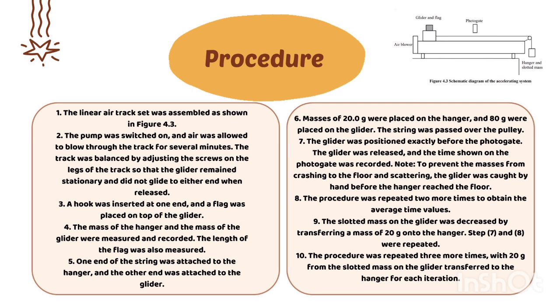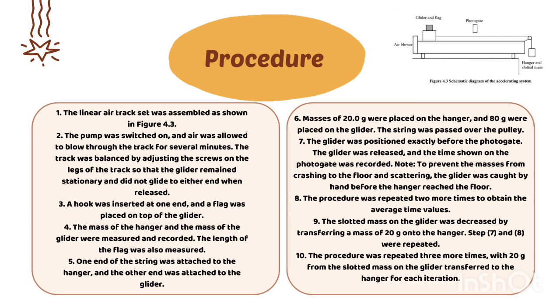Number 7. The glider was positioned exactly before the photo gate. The glider was released and the time shown on the photo gate was recorded. Note: to prevent the masses from crashing to the floor and scattering, the glider was caught by hand before the hanger reached the floor. Number 8. The procedure was repeated 2 more times to obtain the average time values.